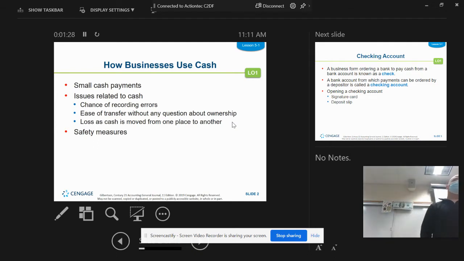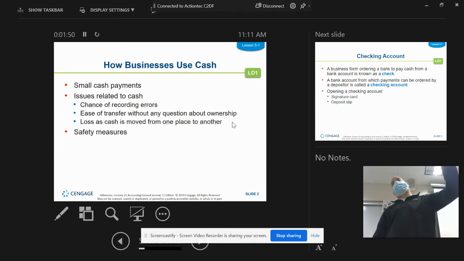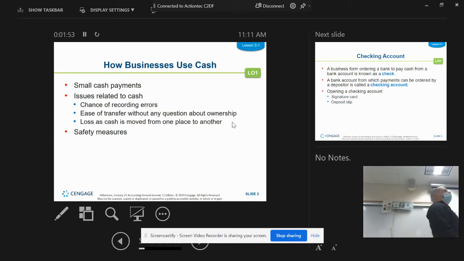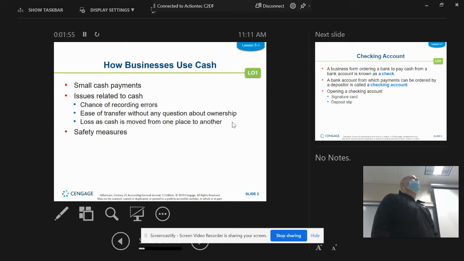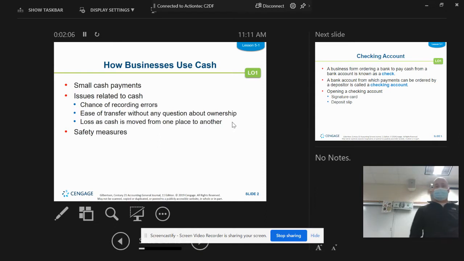Obviously, when we talk about sharing or using cash, there are some limitations. There's a chance of recording errors. If you're using cash, you have to ask for a receipt in a lot of cases. If I use my debit card, at least there's a transaction that is recorded with my bank as well, so I can always look that up. If I use cash and I want to see how much I spent 2 weeks ago, I can't go to my bank and see that cash was spent for that particular thing.